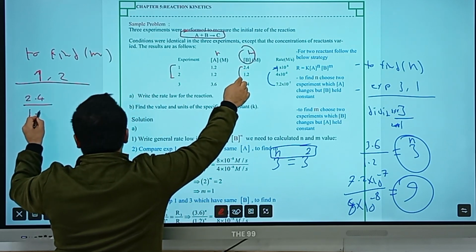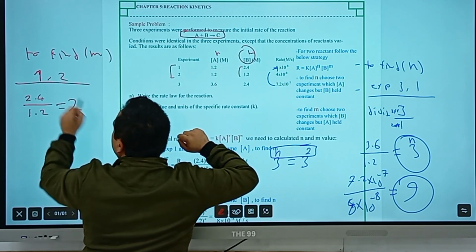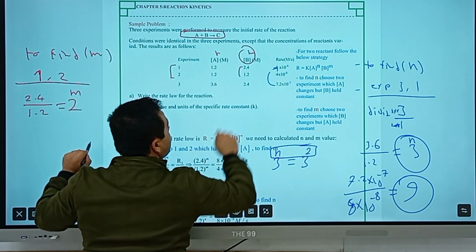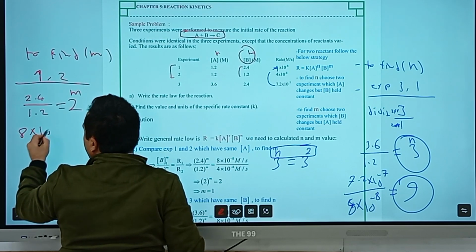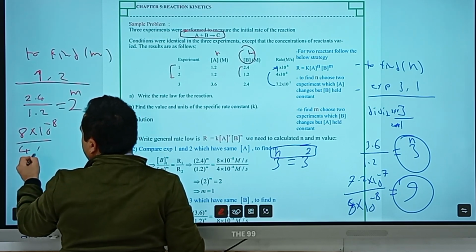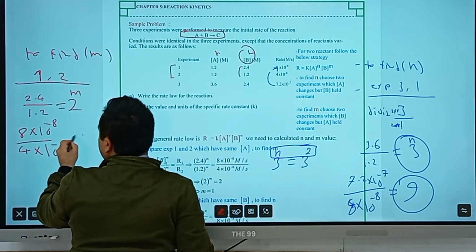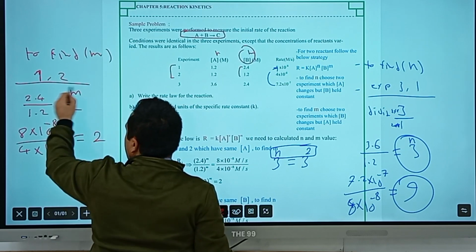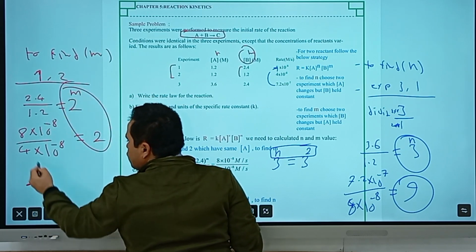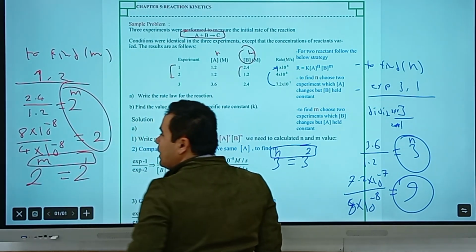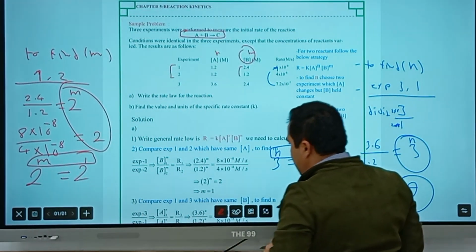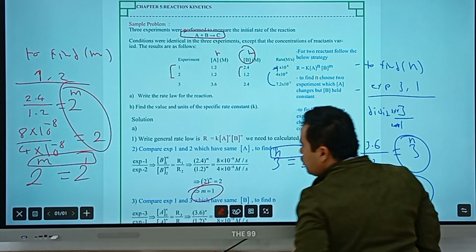2.4 divided by 1.2 is equal to 2 to the power of m. And then 8 divided by 4, 8 to the power of minus 8, 4 to the power of minus 8, is equal to 2. The bases are equal. 2 to the power of m is equal to 2 to the power of 1. So m is equal to what? 1. Here we have calculated m, which is equal to 1.